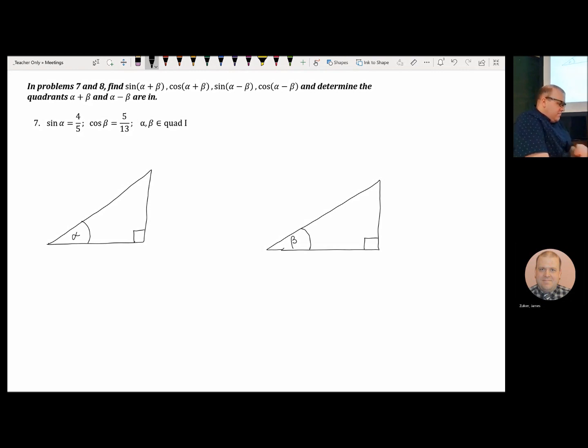They don't have to both be in the same quadrant to do these types of problems. No, and this problem just tells us that they're both in the same quadrant. Oh, I thought you determined. No, it tells us alpha, beta, both in quad 1. Okay.